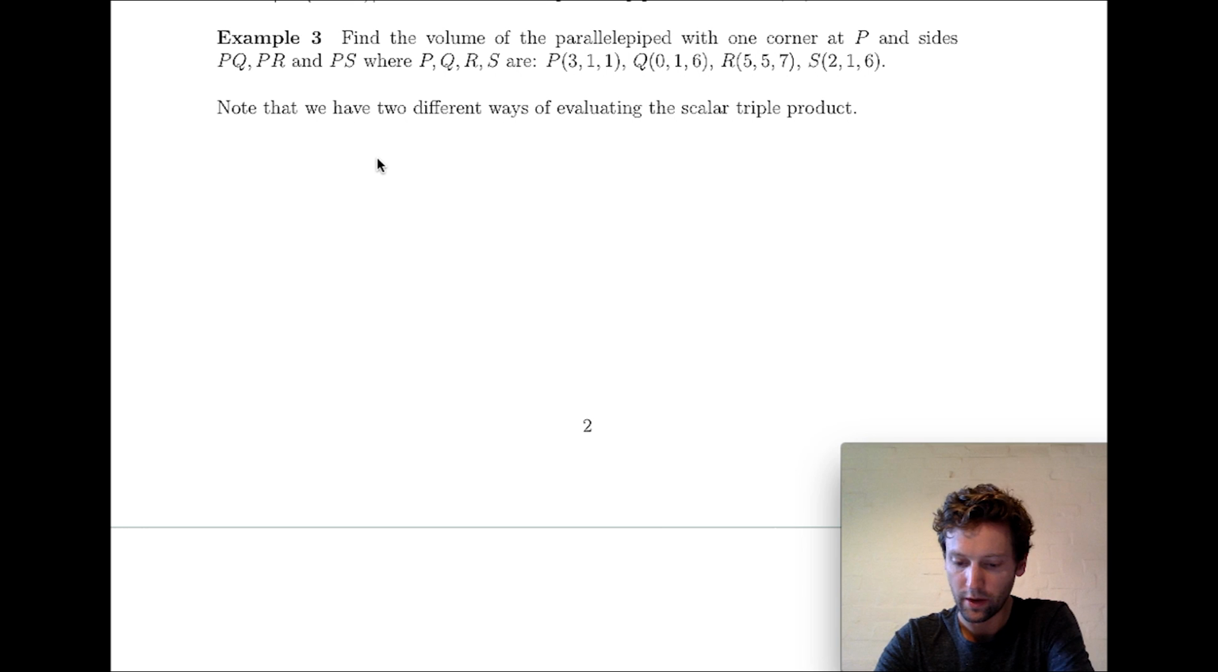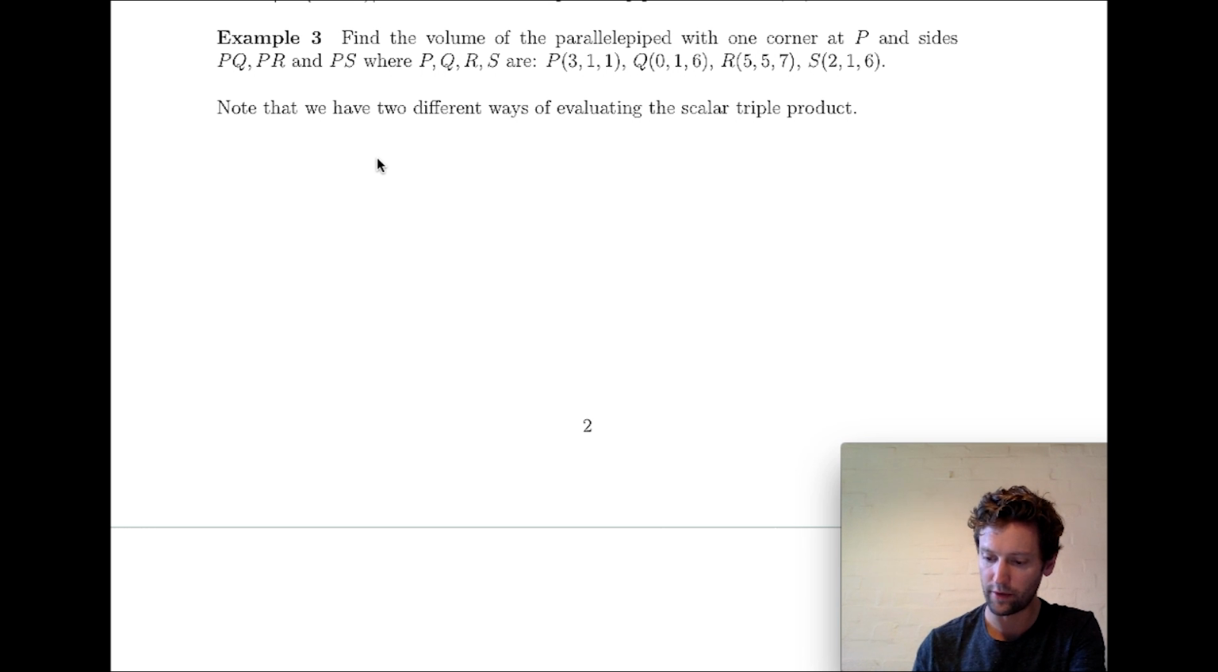So here we're given 4 points, P, Q, R, and S. Those define 3 vectors, P to Q, P to R, P to S, and those define a parallelepiped. So we want to find the volume of that parallelepiped. So let's draw a quick sketch of what we're looking at here.